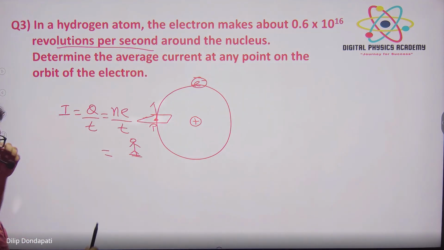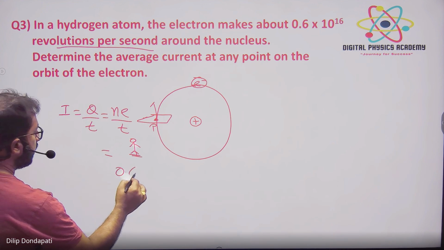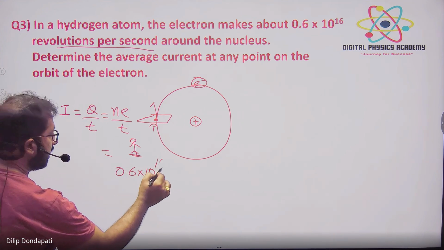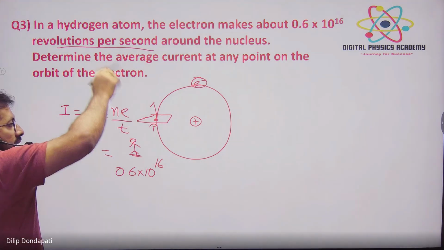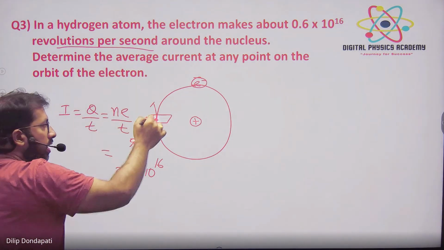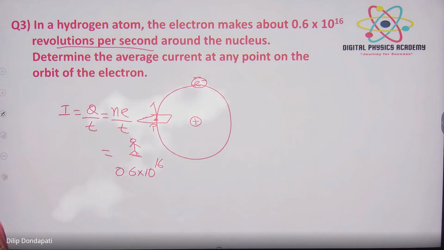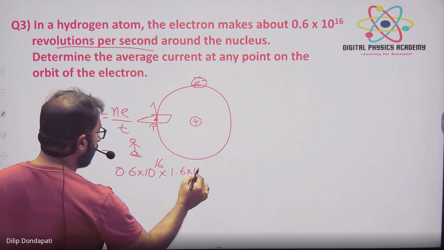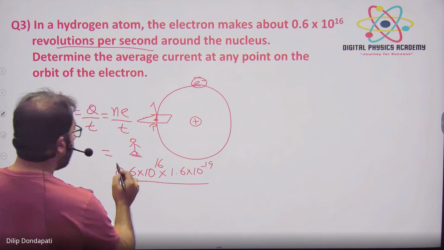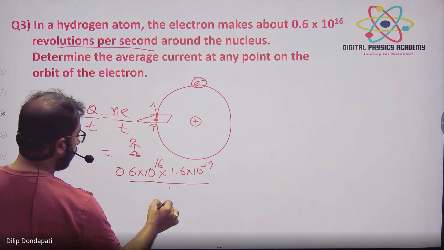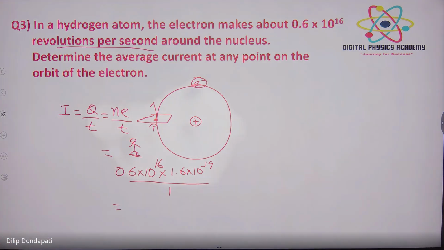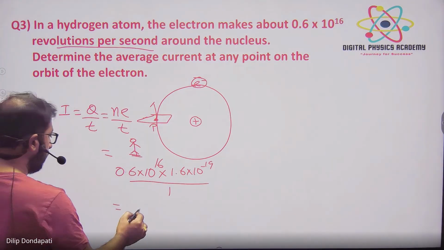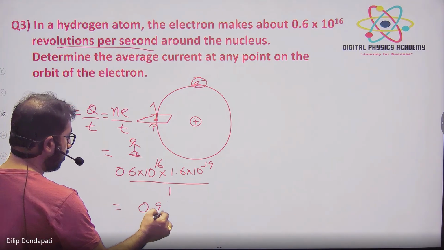So how much will it be? 0.6 into 10 to the power of 16 per second, that many electrons, you feel the same electron is coming out that many times. Into e, which is 1.6 into 10 power of minus 19, per second, right? 1 second. Calculate. 0.96 into 10 power minus 3. Yes, so I can write it as 0.96 milliampere.